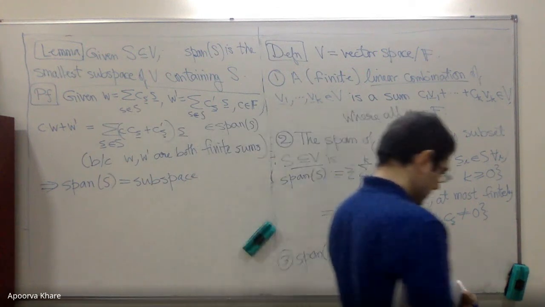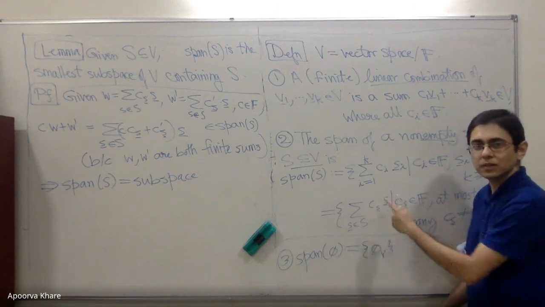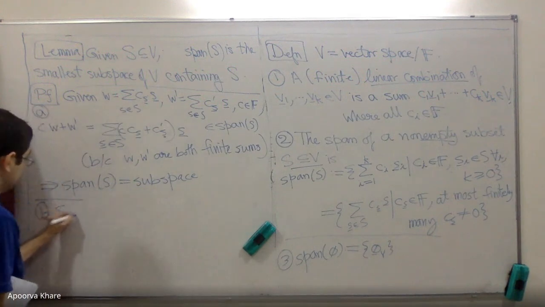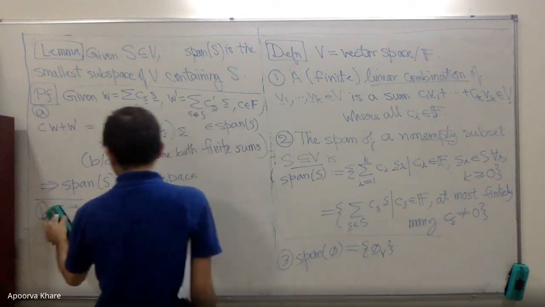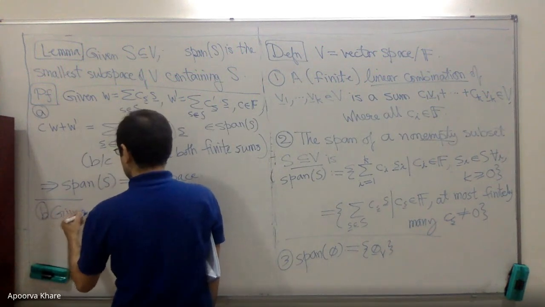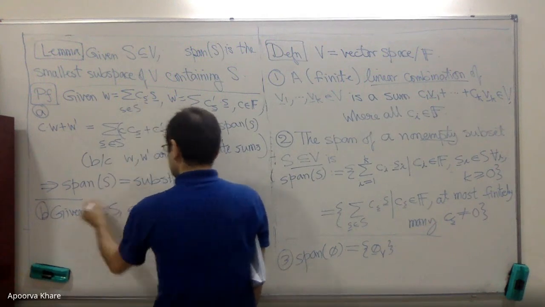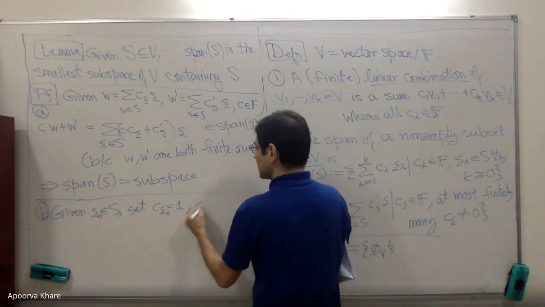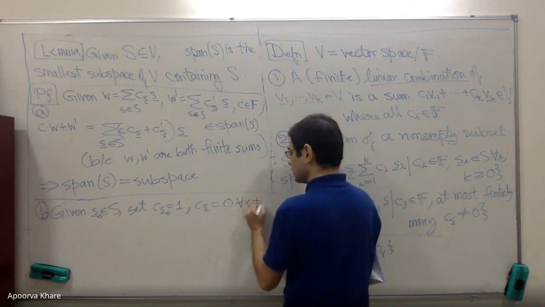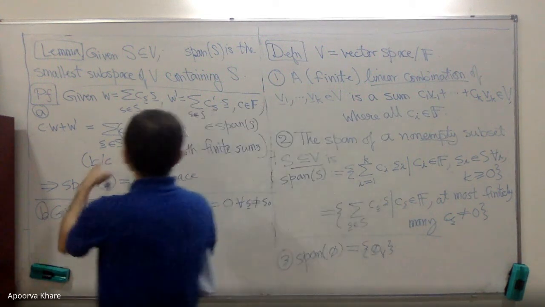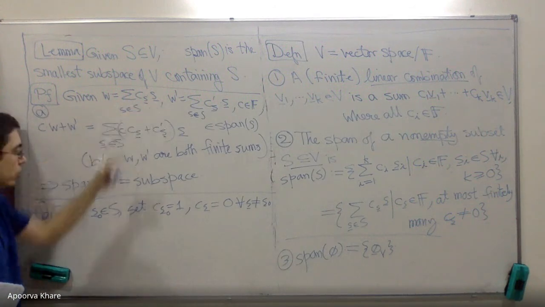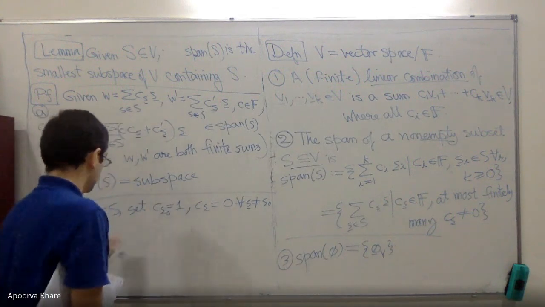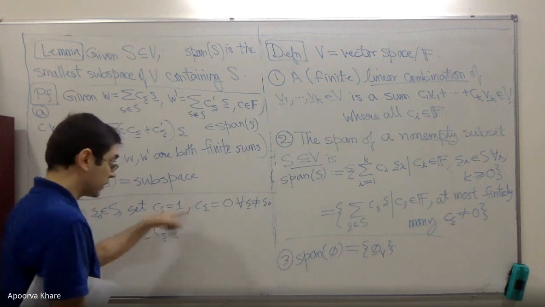Why does the span of S contain S itself? Because I can take 1 times s plus 0 times everything else. So this is part A. Part B: given s naught in S, set c_{s naught} equals 1 and c_s equals 0 for all s not equal to the specific element. Then what is this linear combination? It is 1 times s naught plus 0 times the rest.